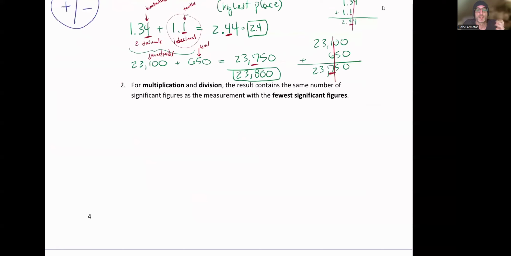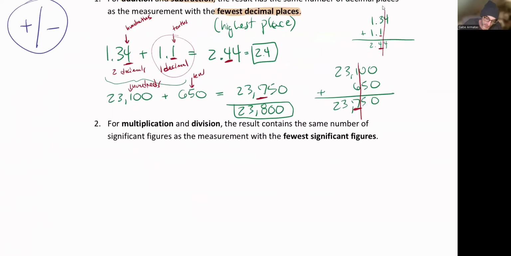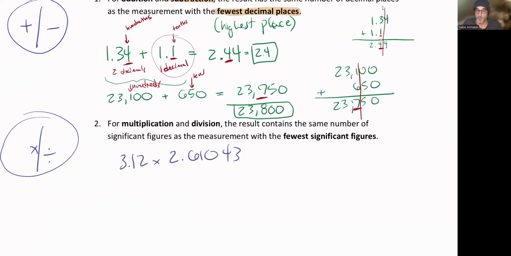Then we have the easier version of it, multiplication and division. When you have multiplication or division, life is much simpler here. We just look at the number of sig figs. So if I'm taking 3.12 times 2.61043, I've got to do the quick math. You're going to simply plug this into your calculator and not worry about rounding right away.